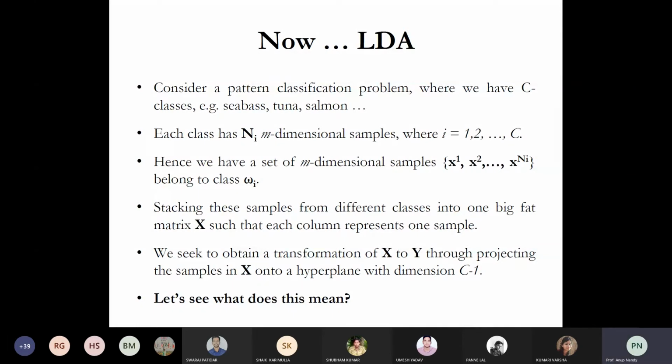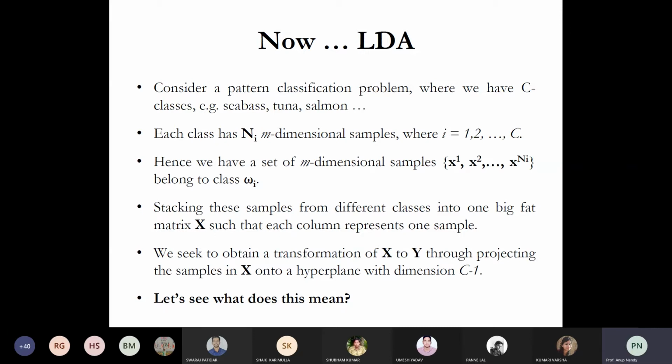Okay, now next is that you need to follow the same process, that is a transformation. So now you have x, then y will be a function of x. You need to do the projections from the original samples into a projected one. Suppose y is equal to w transpose x. So these are the things that you have to do.